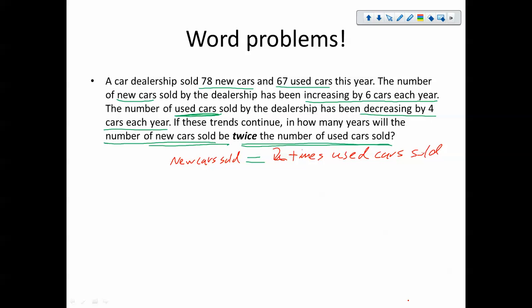So we're going to need to look at how can I model new cars sold, and how can I model used cars sold. So let's see, how can I do this? The number of new cars sold has been increasing by 6 cars each year. So that means if I were to take the number of years that have gone by and multiply it by 6, that'll tell me the increase. Notice that it's asking for how many years, because that's the thing that's unknown. I know that my variable, and I'm just going to use x, is the number of years.